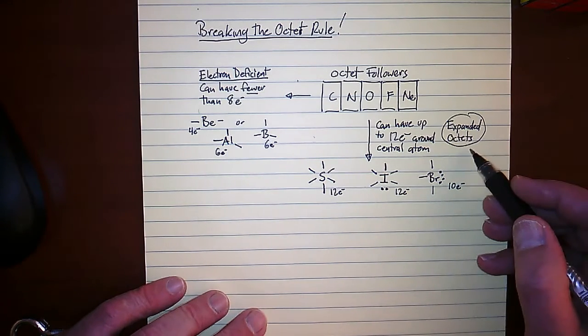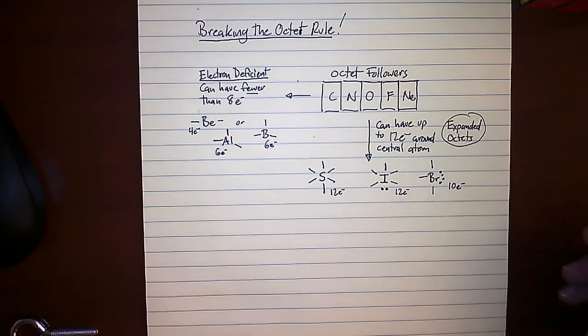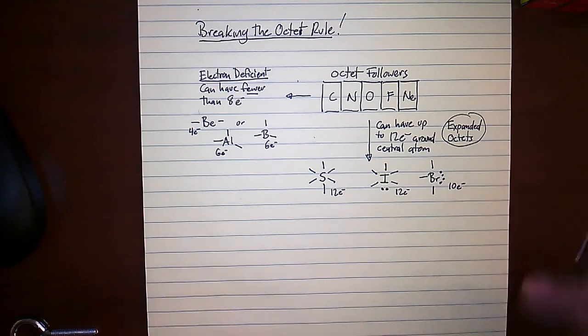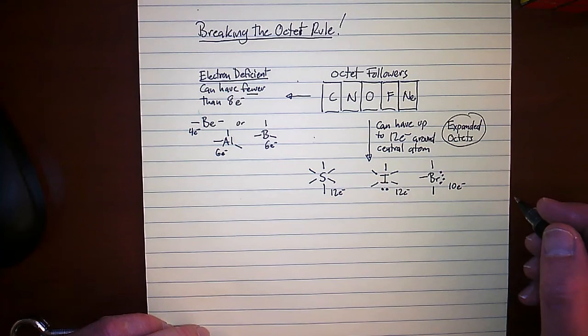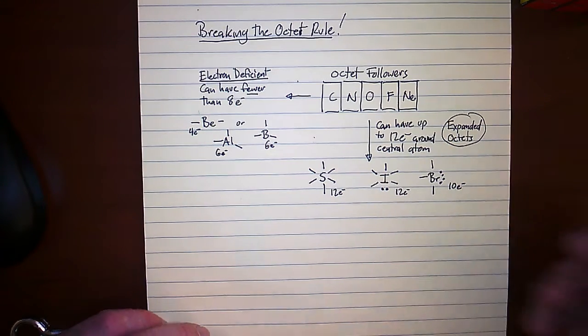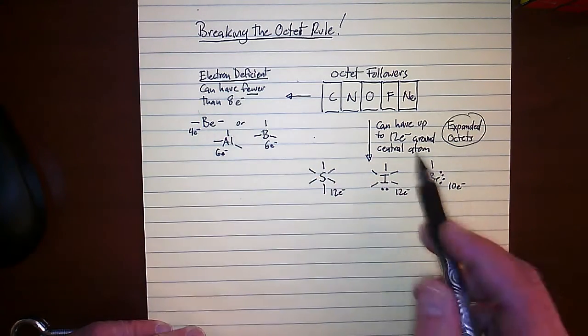I always feel like that's my excuse after Christmas. I'm like, yeah, well, you know, pants don't really fit because over Christmas I kind of expanded the octets, if you know what I mean. Yeah, either way. But the point is that fewer than 8, more than 8, okay?